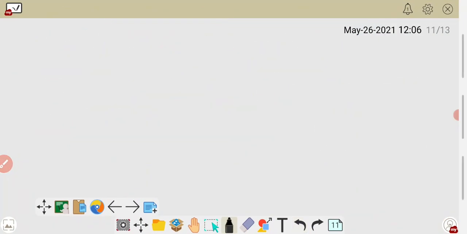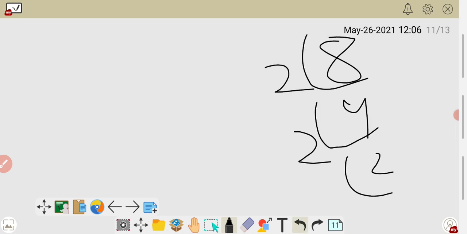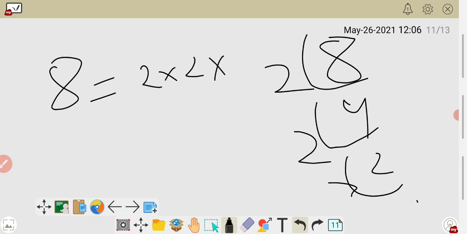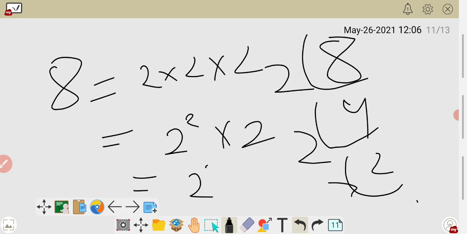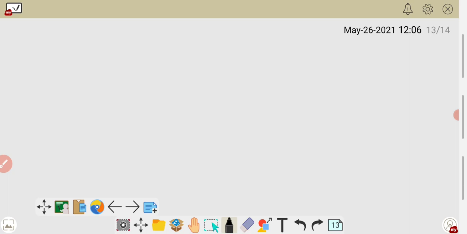Now 8 is there. So what is the factor of 8? 2 4s are 8, 2 2s are 4, 2 1s are 2. So we can write 8 as 2 into 2 into 2. So we write 2 square into 2. Now in that, can we write 2 as under root 2 whole square?